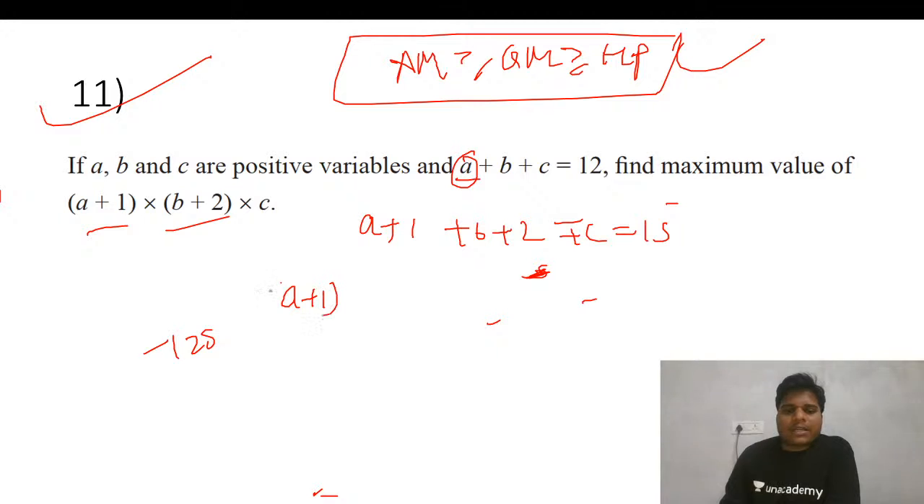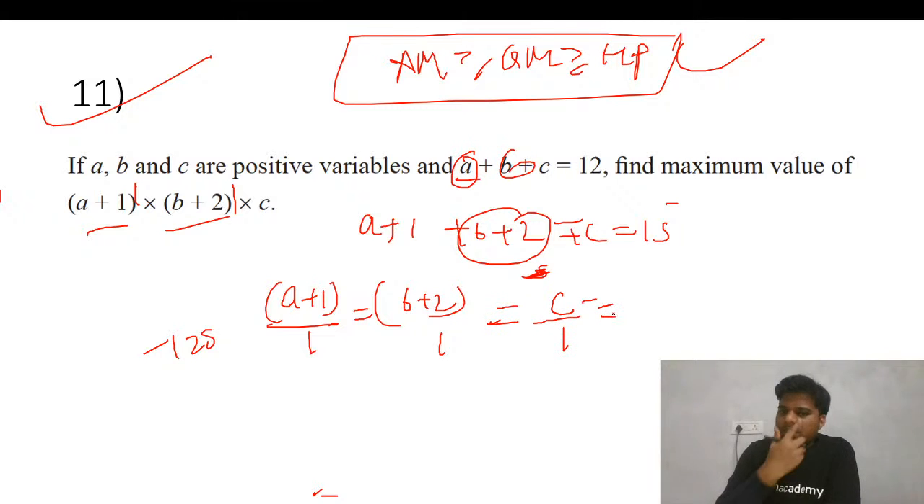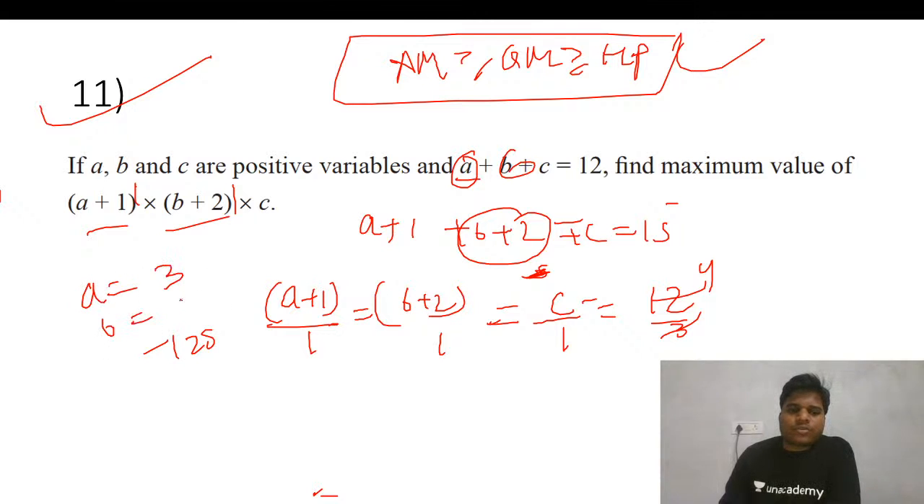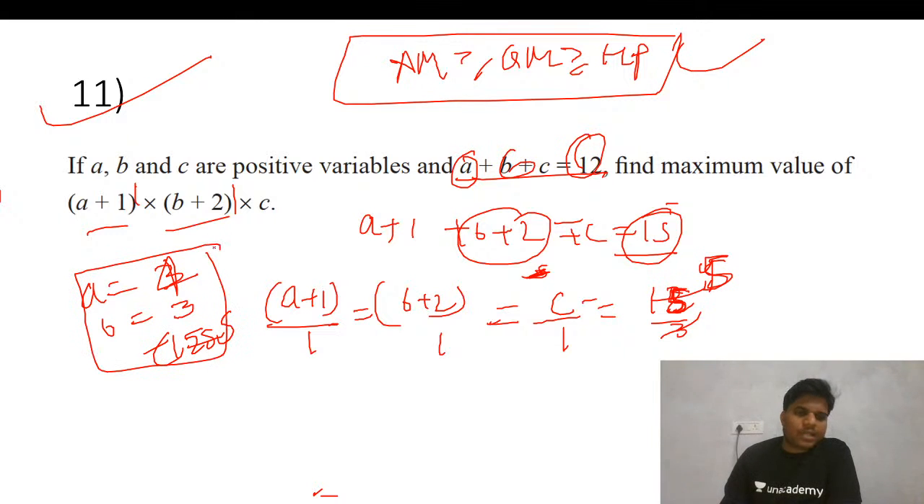So now I will take a plus 1, power is 1. b plus 2, power is 1. c, power is 1, that is equal to 12 by 3, so that is 4. So a equals 4, b equals 3, c equals 5. Sorry, 12 was for this one and this was 15, so this is 5. If you put these values here, you get 125.